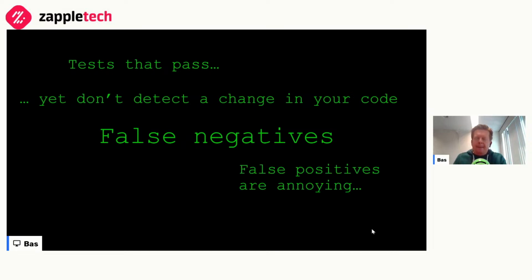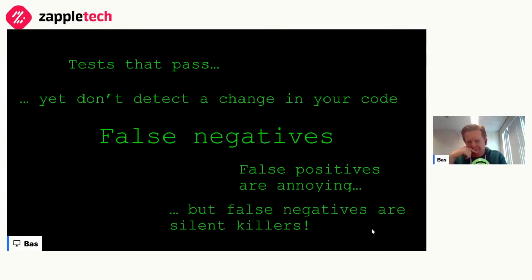And while false positives are annoying because they say, I failed, I failed, at least they make themselves known. They present themselves because they turn up in your pipeline, in your test report, in whatever way your tests communicate about the results. False negatives are those tests that say, I'm okay, I'm okay, I'm okay, when there's a problem that they just don't detect or don't report.